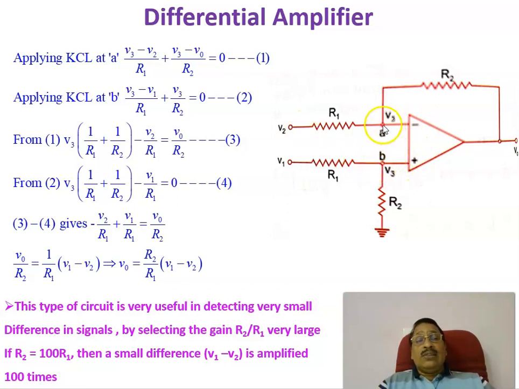The same voltage will be coming at this point because of the virtual ground property. Now let us analyze that one. There are two voltages, V1 and V2.